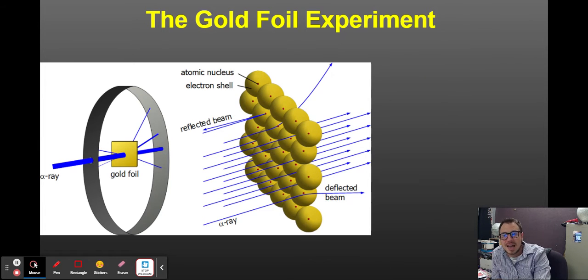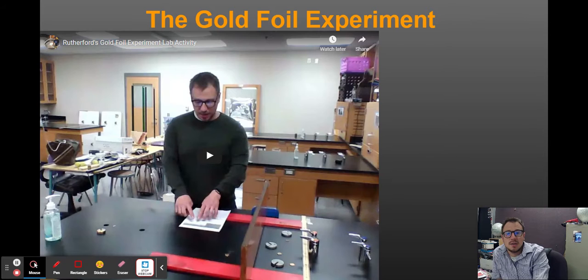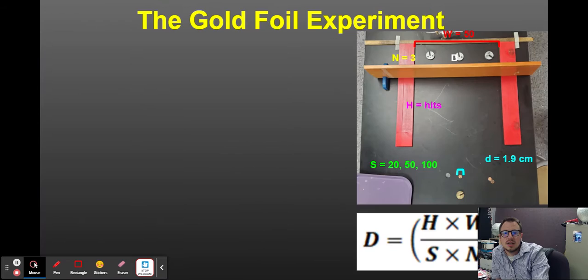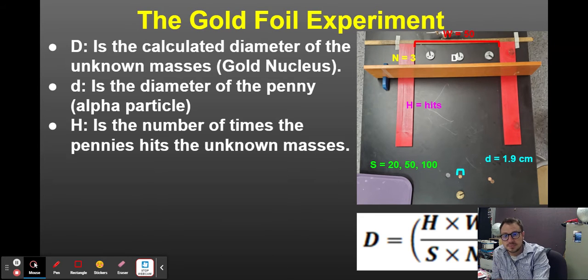What happened was he shot alpha ray particles at a gold foil, and he thought that all of these rays should go through, but some of them deflected. About 1 in 8,000 deflected and hit somewhere else. So he proposed that there has to be something small, something dense in the middle of an atom, and it has to be positively charged. So he discovered the proton. So we're going to do that gold foil experiment. It's going to be just like air hockey, where you're going to be hitting pennies at masses, and you're going to measure the size of these masses without being able to see them.